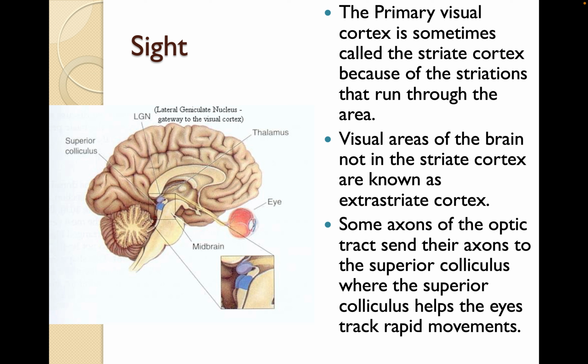Some axons of the optic tract send their axons to the superior colliculus, where the superior colliculus helps the eye to track rapid movements. And we have this, and other animals don't. Other creatures don't.